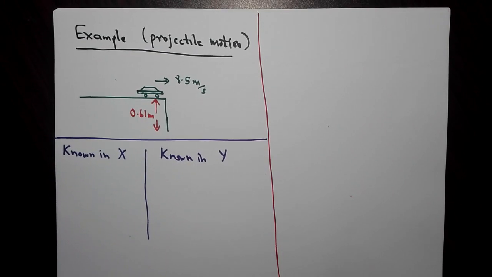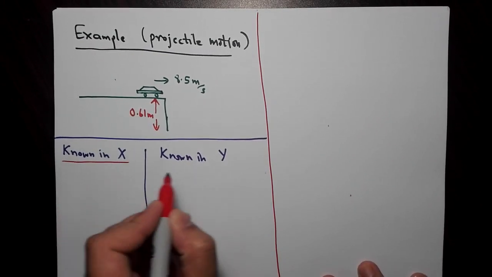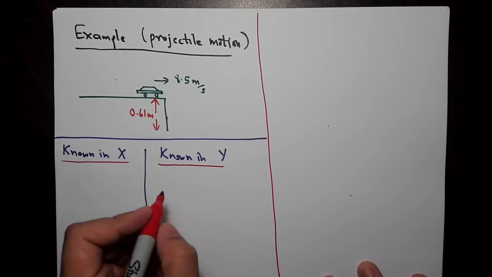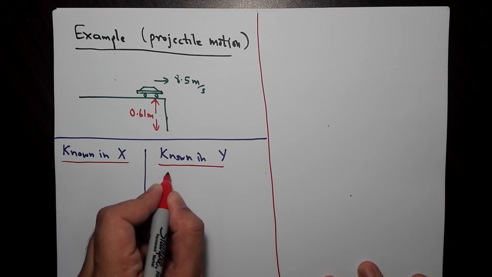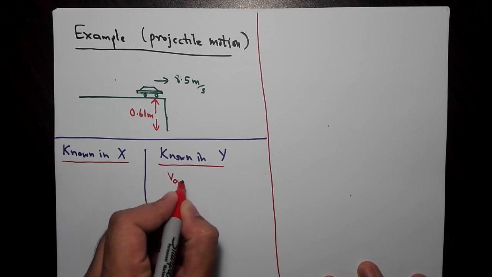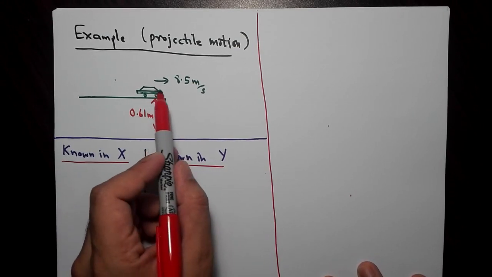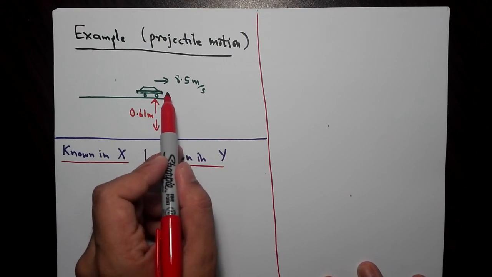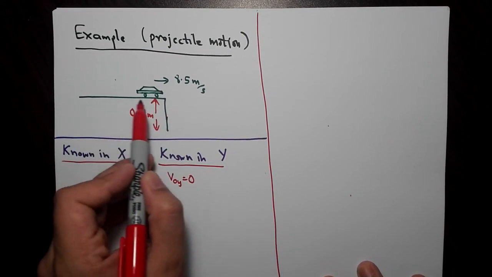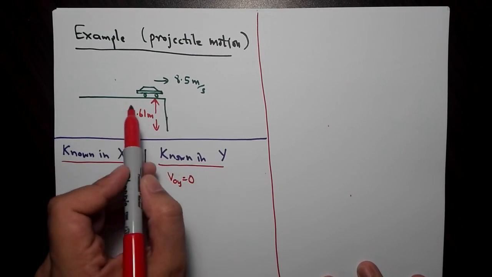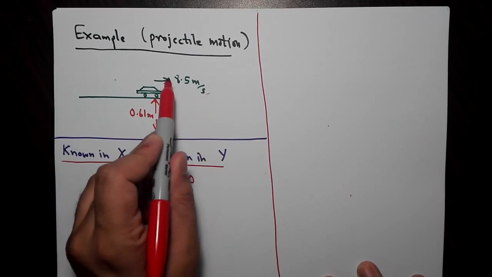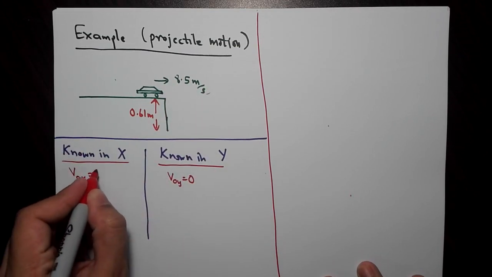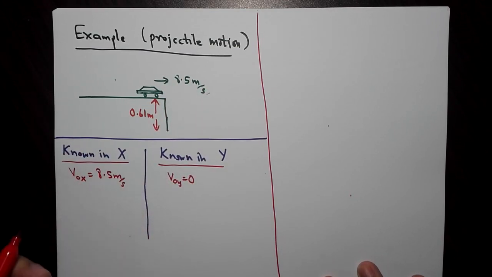So in the x direction, what do you know? You can pause the video and think about it. What do you know in the x and the y direction? So in the y direction, we know that the initial velocity is 0. There is no vertical velocity. The cliff is horizontal. When the car leaves the cliff, it only has this horizontal component. So v naught x is 8.5 meters per second.